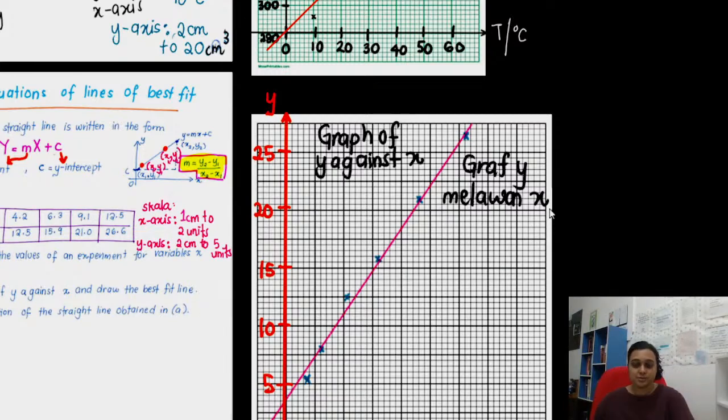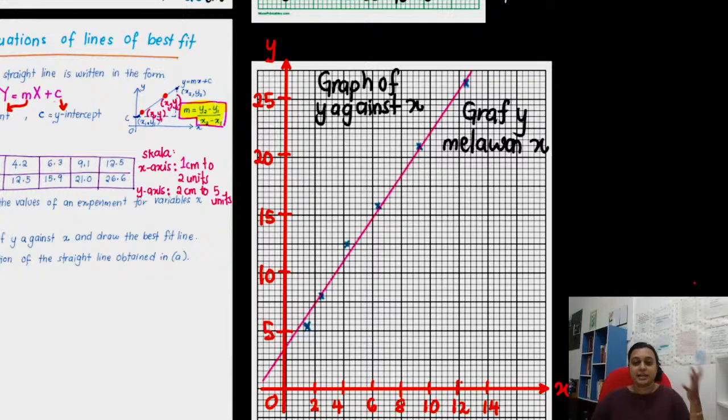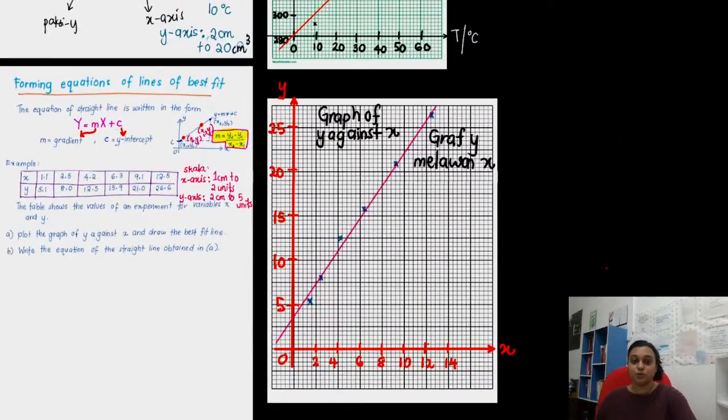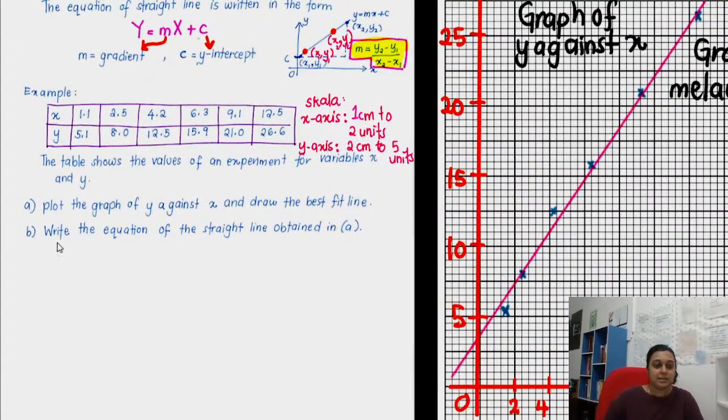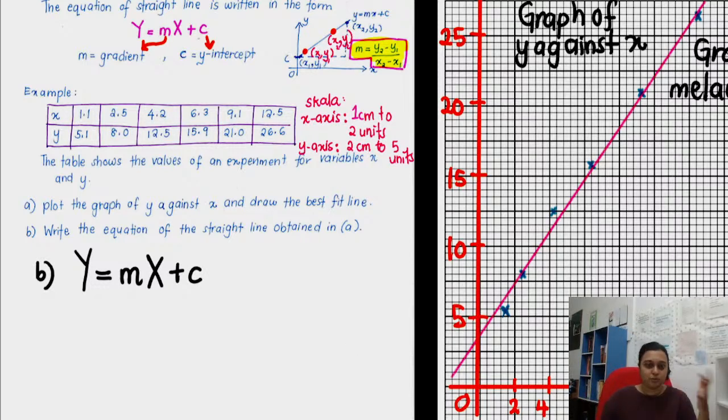Now, using our graph, we will find the equation for our graph. How to find the equation? What to use? Always when finding the equation, we start with Y. We use big Y. For this chapter, we use big Y, big X. Y equals mX plus c. We use this. Y equals mX plus c.